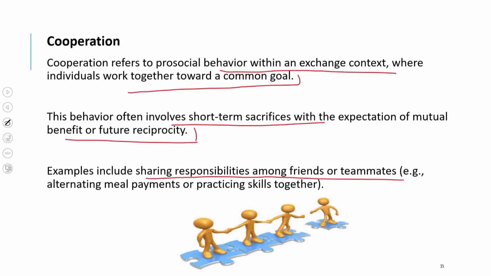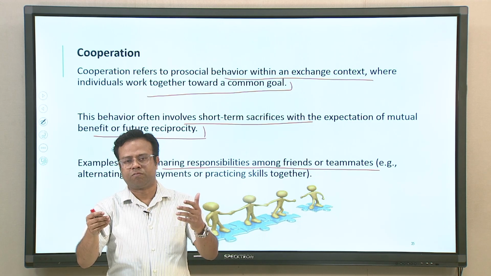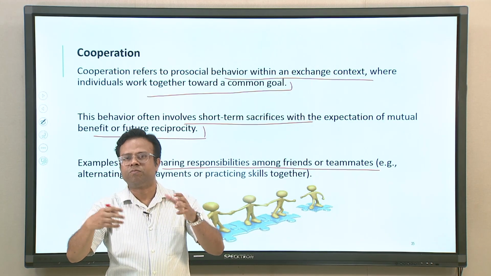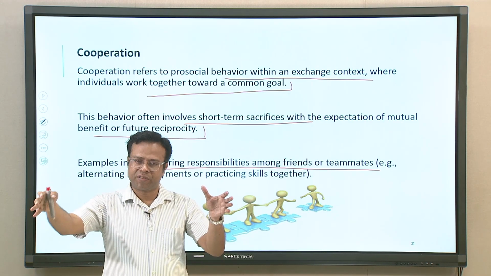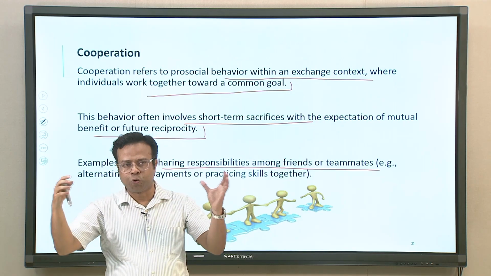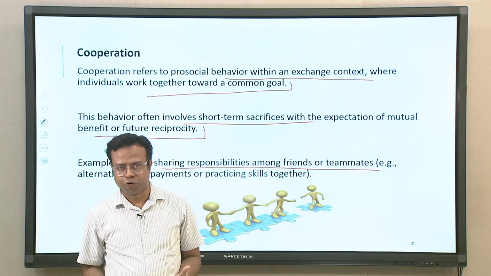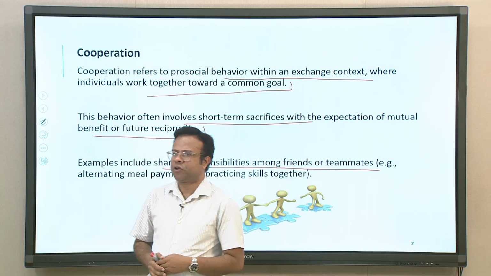When people work in a group or in a team, they divide the responsibility so that all the work is not coming to only one person. That is called cooperation. You do something, another person does something. Overall, there is a group goal that is achieved when people contribute together for that goal. So, this is what is called cooperation.